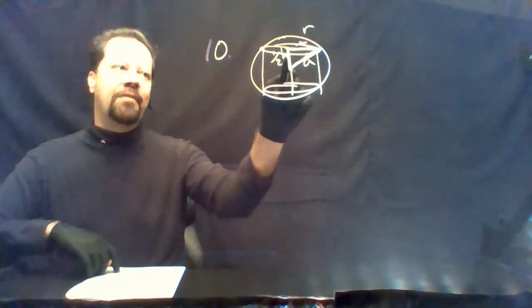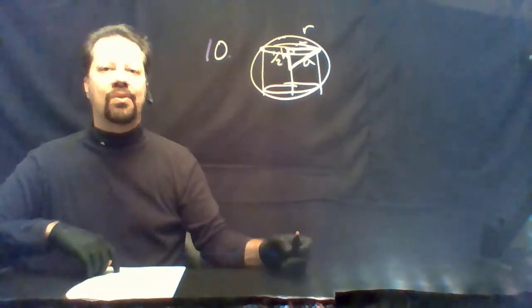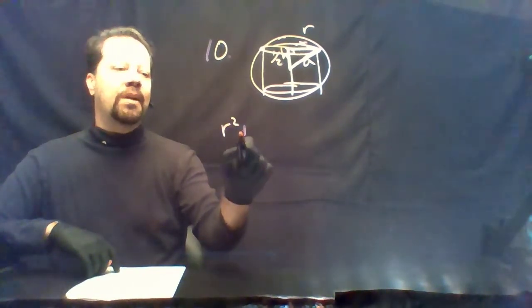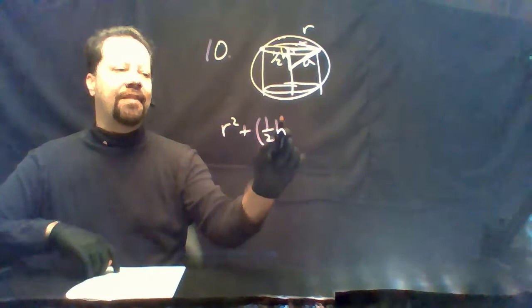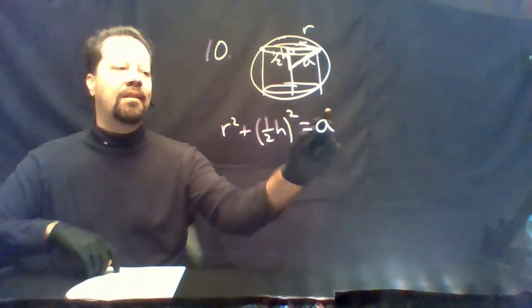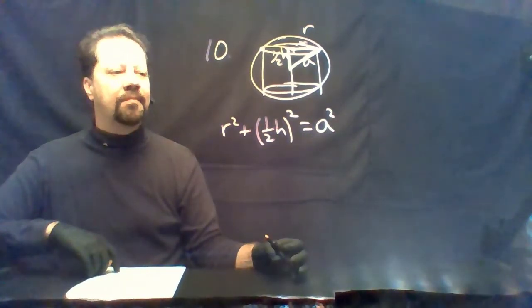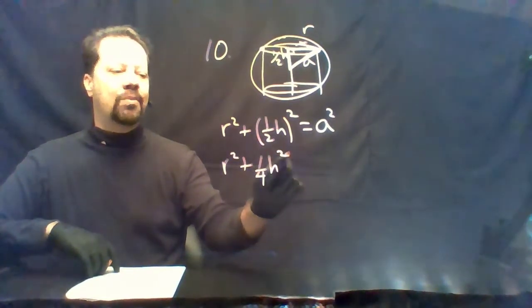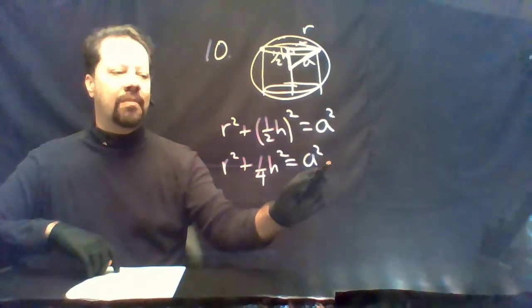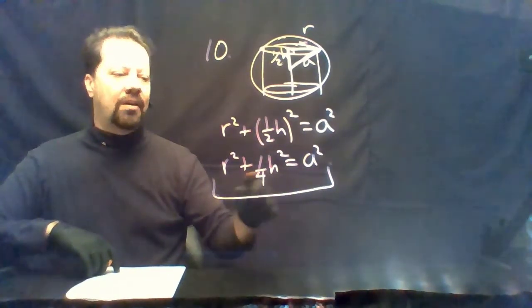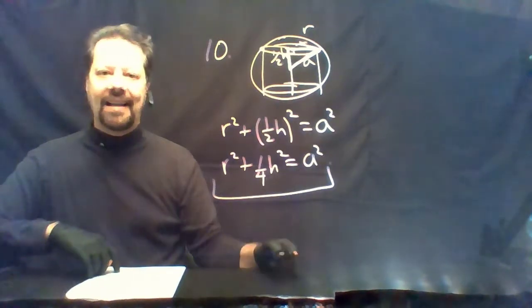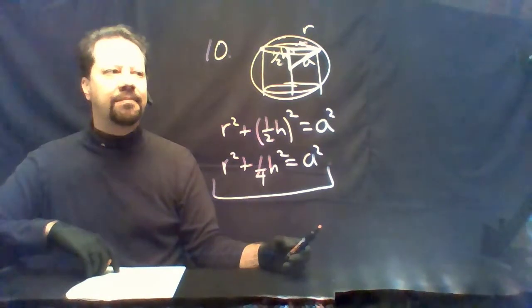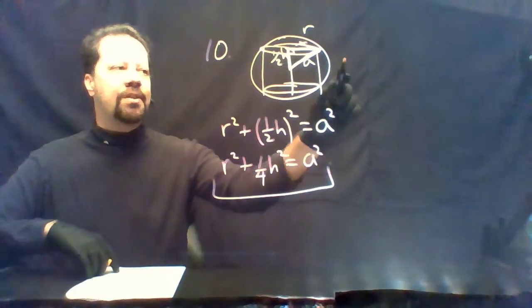You can see that we've done this strategically so that we have a right triangle. We can now write down a relation: r squared plus 1/2 the height squared is the radius of the sphere squared. In other words, r squared plus 1/4 h squared equals a squared. This is a constraint on r, h, and a, with a being a fixed constant, and r and h being the variables in the problem. We want the largest volume.